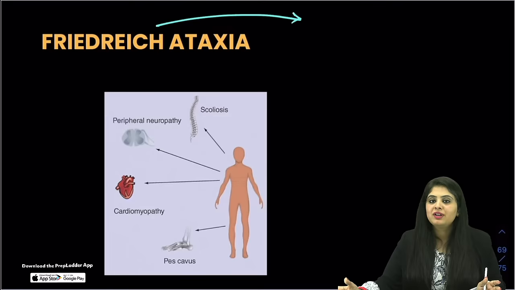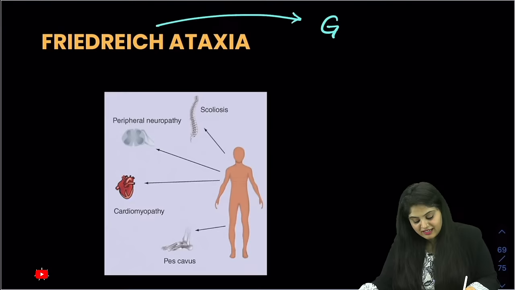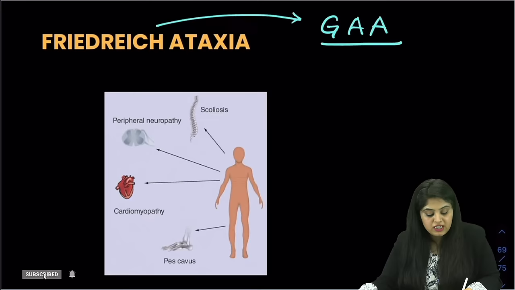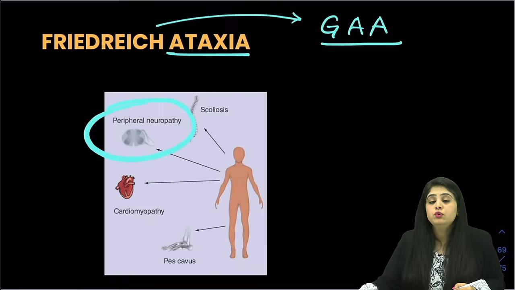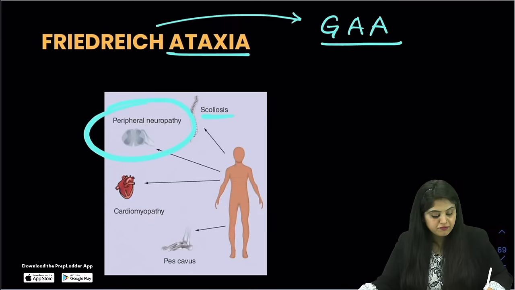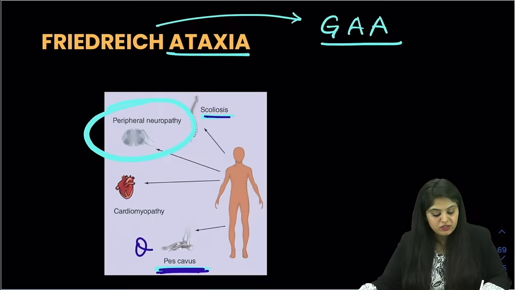Okay, Friedreich's ataxia. Friedreich's ataxia means, friend is singing a song, GAA is what is going to happen, and ataxia means there is definitely a neurological problem that is going to be there, right? Neurological problem is there. Apart from that, in ortho of course, the foot abnormality, very famous question, pes cavus, right? Pes cavus and scoliosis, orthopedics question for Friedreich's ataxia, famous question.